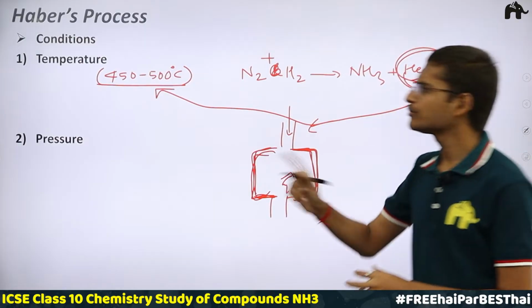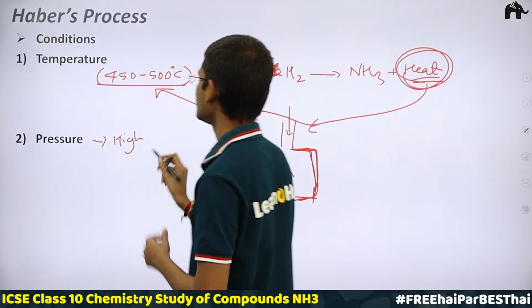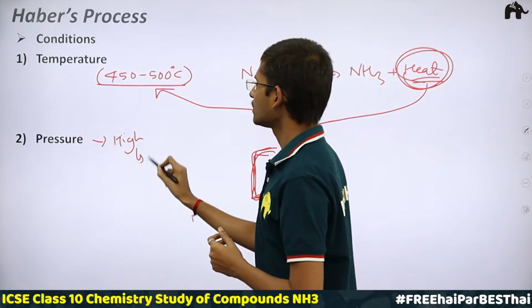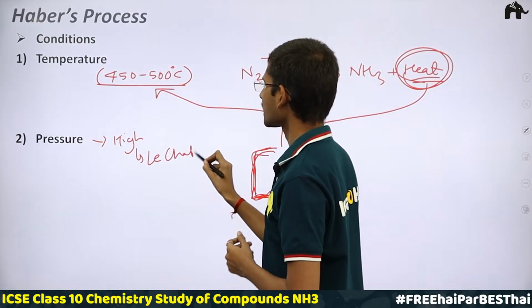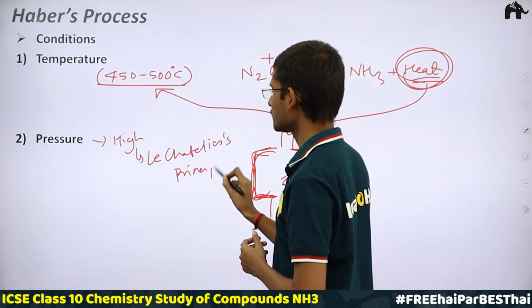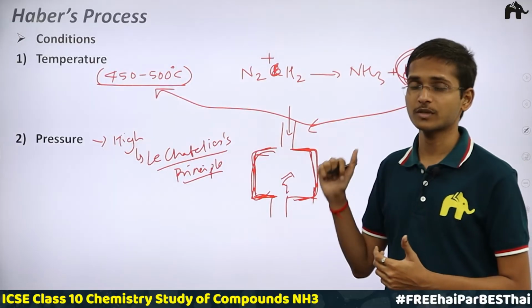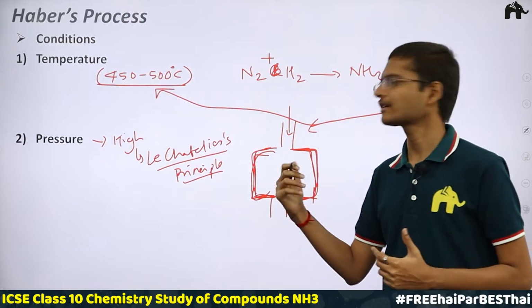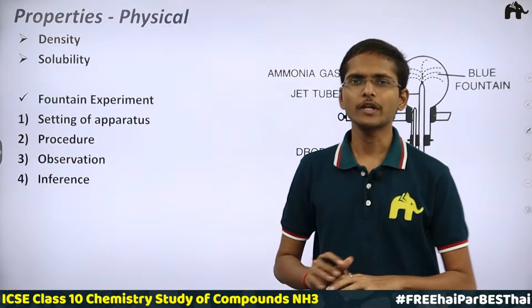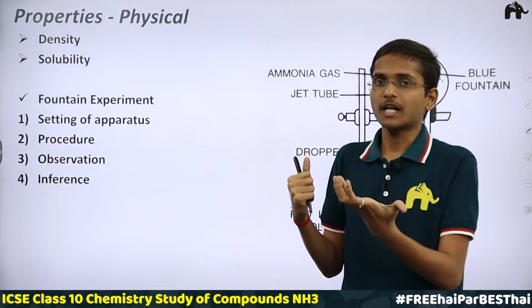And regarding the pressure, we use very high pressure in this process, but the reason for the high pressure is related to Le Chatelier's principle. No need to get into the details of this principle right now. At this level you would definitely study Le Chatelier's principle, very important in your higher classes in equilibrium and all those things. So now we are done with the preparation of ammonia. We have seen 4 methods by which we can prepare ammonia.